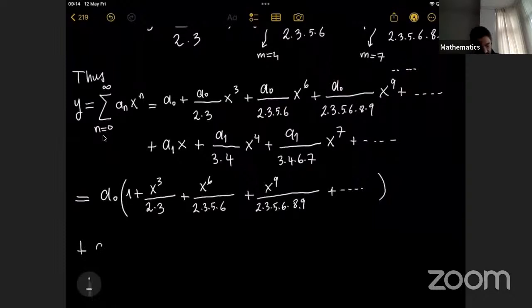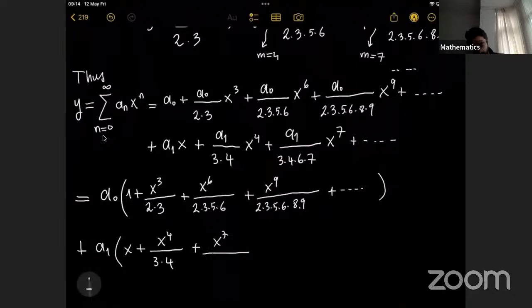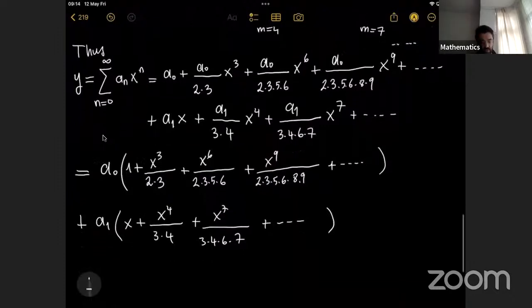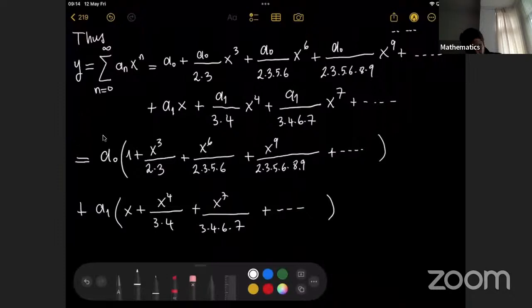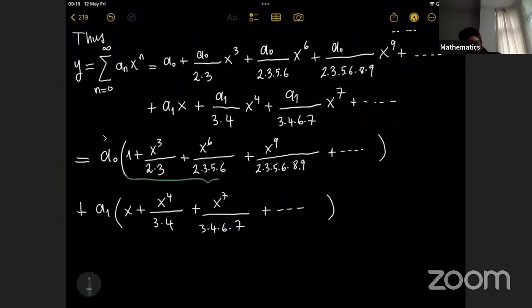In A1 parentheses, we will have x plus x to the 4 over 3 times 4 plus x to the 7 over 3, 4, 6, 7 plus, and so on. So this is the power series solution near 0. You can think of this as one solution here. Let's call it y1(x). This is y1(x).